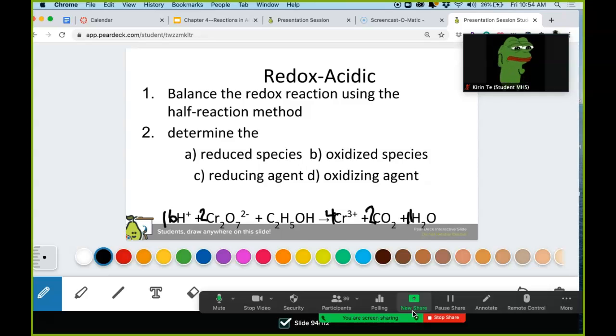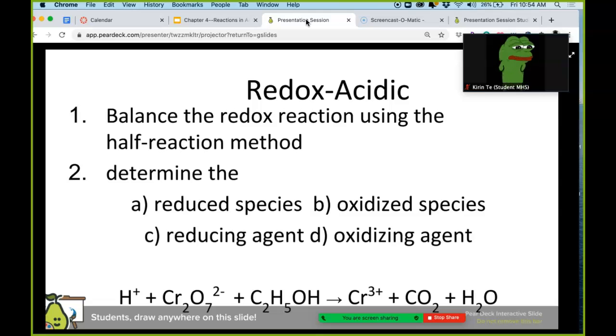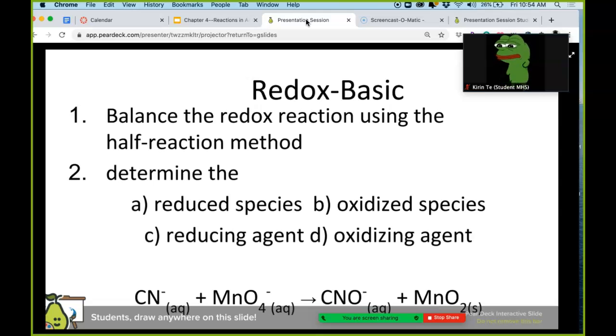Okay, so the next problem I'm going to do is not going to be an acidic problem. It's going to be a basic problem. Everybody listen. You are going to do this problem just like we've been doing our problems. I'm not going to have you change anything until the very, very end. You don't do anything until the very, very end. So I want you to balance this as if it's an acidic problem.